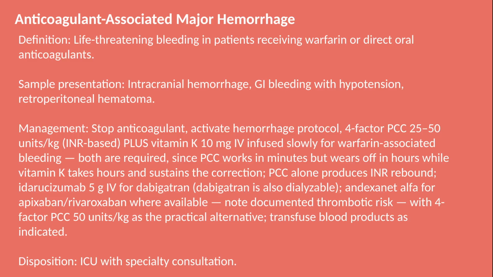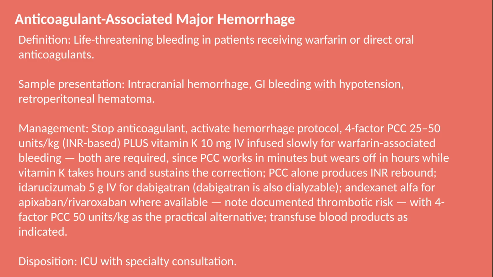Stop the drug, activate your institutional hemorrhage protocol, and reverse by mechanism. For warfarin, give 4-factor prothrombin complex concentrate dosed by weight and international normalized ratio plus intravenous vitamin K, 10 milligrams infused slowly, and both are required because the concentrate works within minutes but wears off in hours, while vitamin K takes hours to work and then sustains the correction. Fresh frozen plasma is a second-line substitute. It is slower, requires large volumes, and corrects less completely.